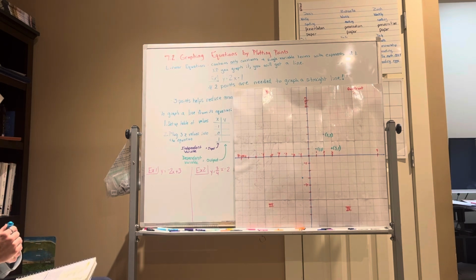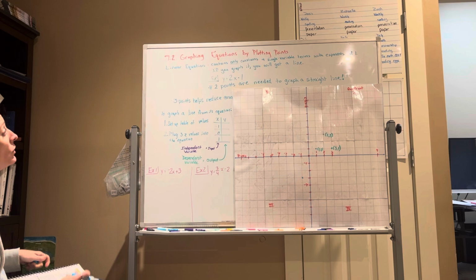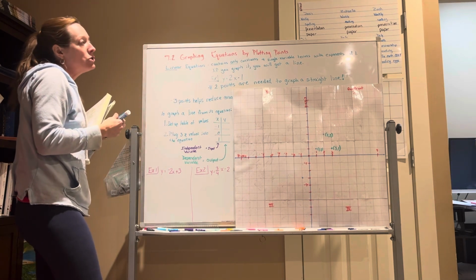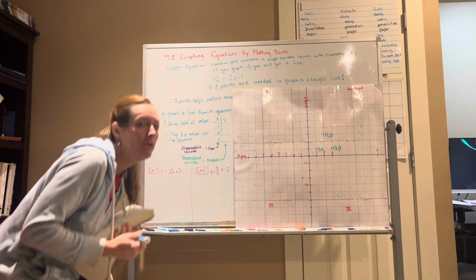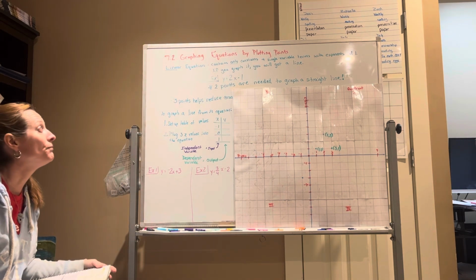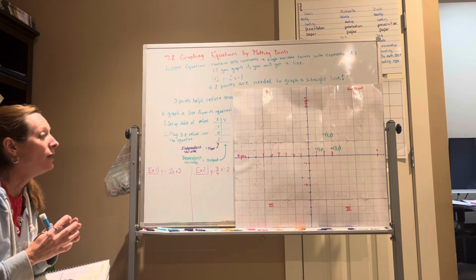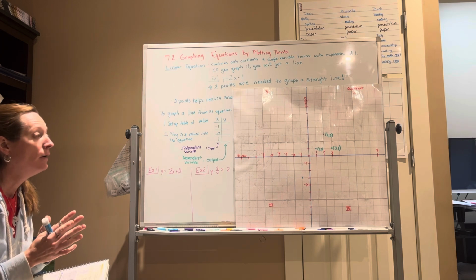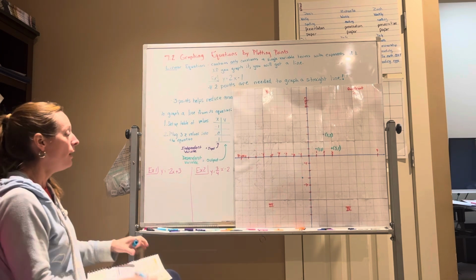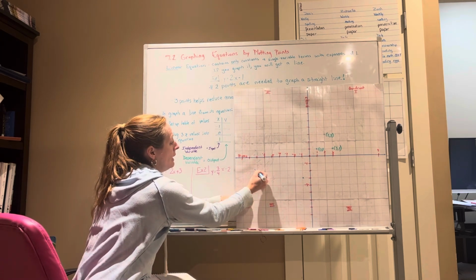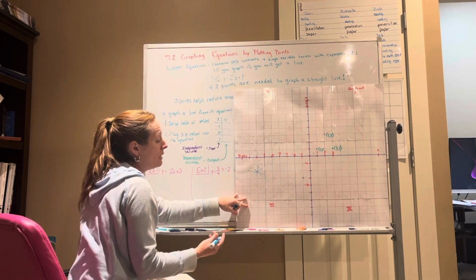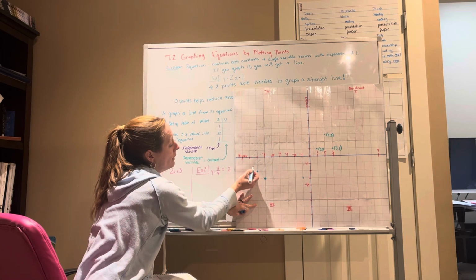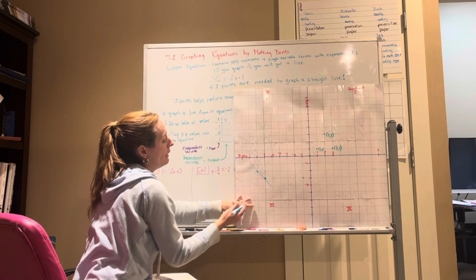And you can see the word line in linear. So that should help you remember that when you graph a linear equation, you will get a line. And you need 2 points to graph a line. If you have a single point, any number of lines can go through it. But if you have 2 points, there's only 1 line that can go through those.